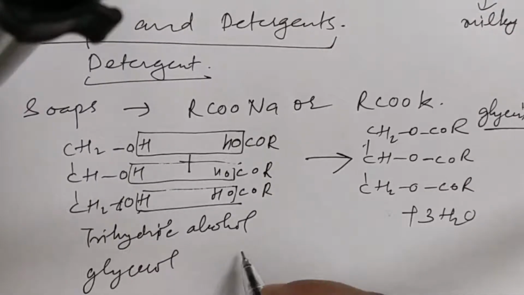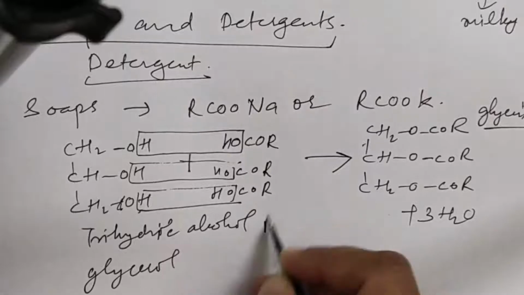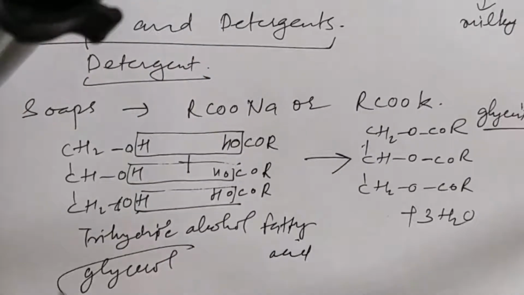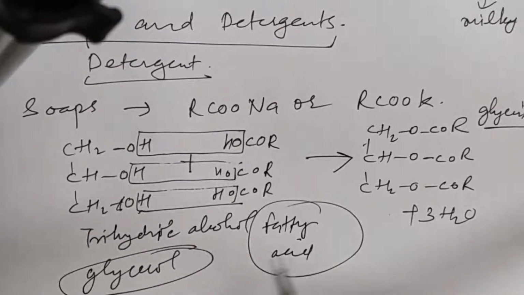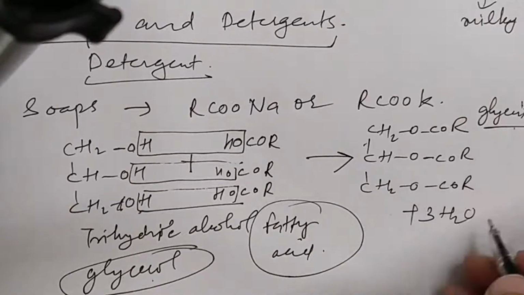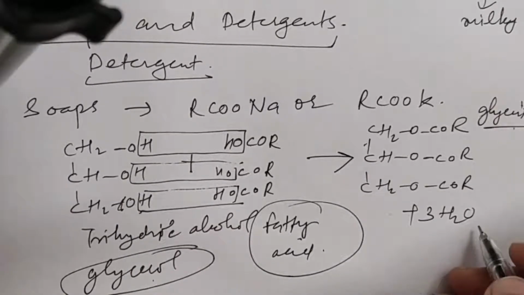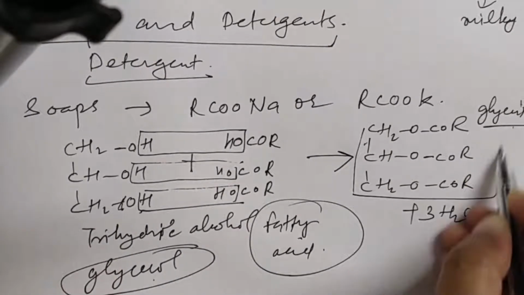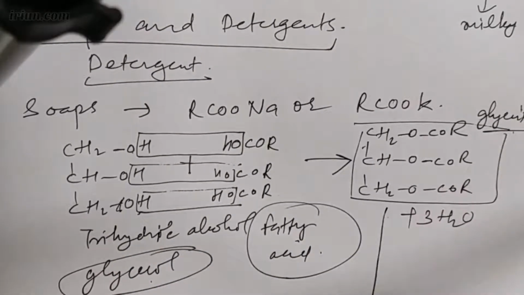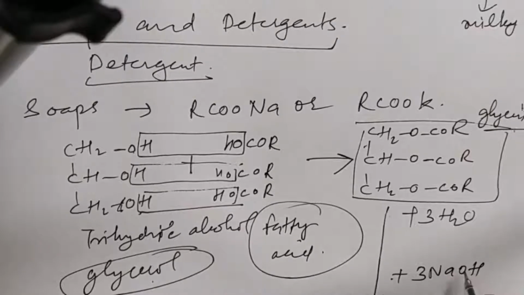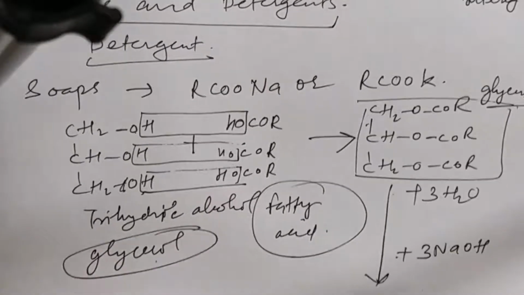And this is fatty acid and glycerol formation. From glycerol and fatty acid we have made glyceride and water. Okay, now take this glyceride, what you have taken here is glyceride, and add 3 moles of sodium hydroxide in it.